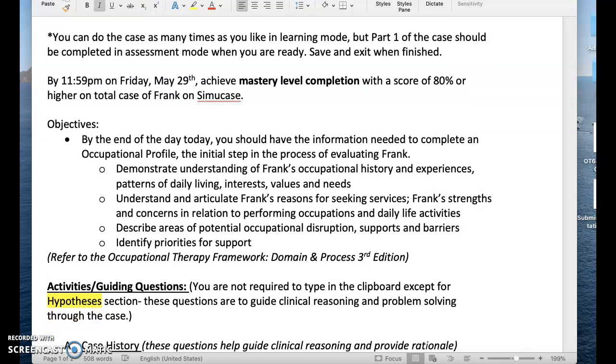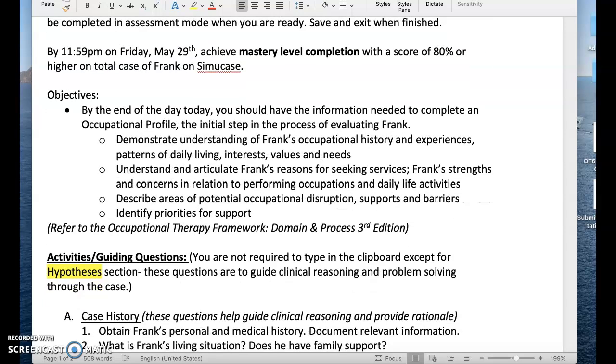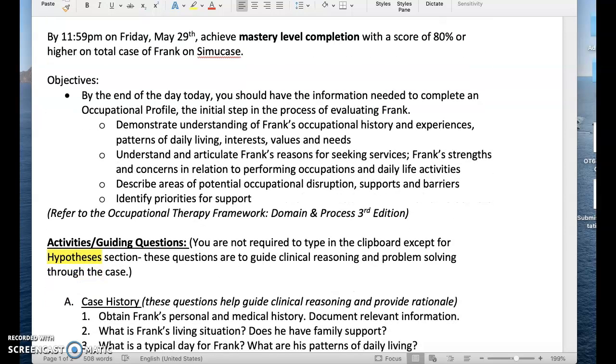You can do the case as many times as you like in learning mode, but when you're ready, part 1 of the case should be completed in assessment mode and then save and exit when you're finished. By Friday at 11:59 p.m. Central Standard Time, you're to achieve mastery level completion with a score of 80% or higher on the total case of Frank.